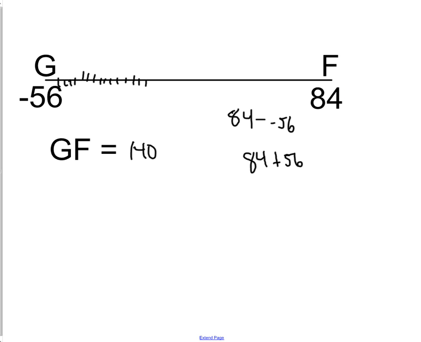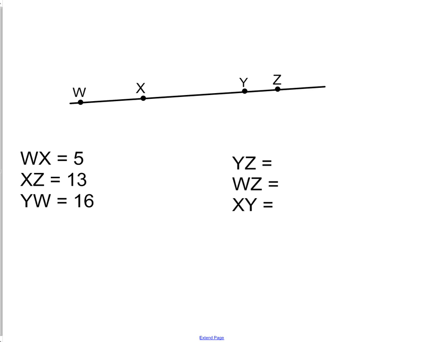Okay, so now we're going to start looking at some that are a little bit more complicated. On this one, we have 4 different points. And so let's label what they give us. WX is 5. XZ is 13. So let's use a different color here. From X to Z, oh, I'm sorry, I was starting at W there. From X to Z is 13. And from Y to W is 16.